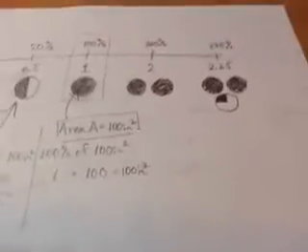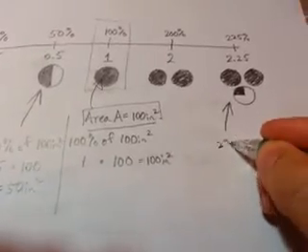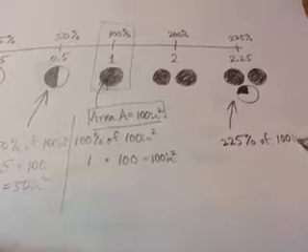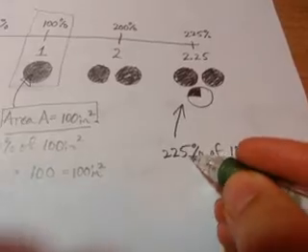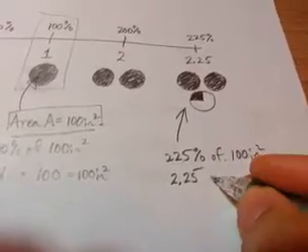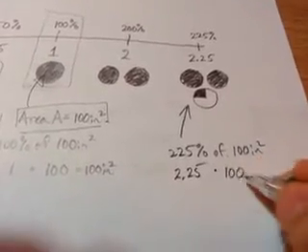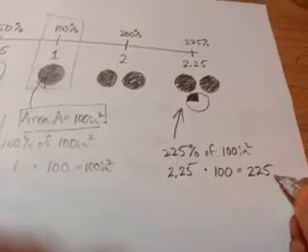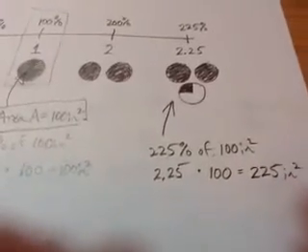Like I said, the area, A, is given as 100 inches squared. Let's do a more challenging one over here. Let's say I want 225% of the 100 inches squared of pizza. Again, I could move the decimal place twice. I would get 2.25 of this 100. When I do the multiplication, I will get 225 inches squared. Okay, easy enough.